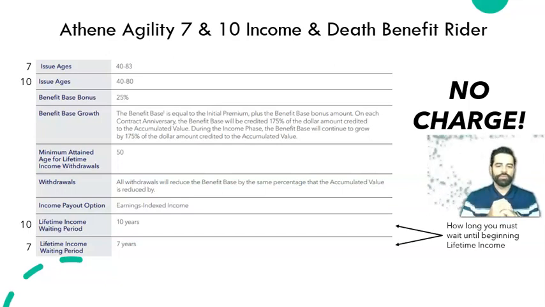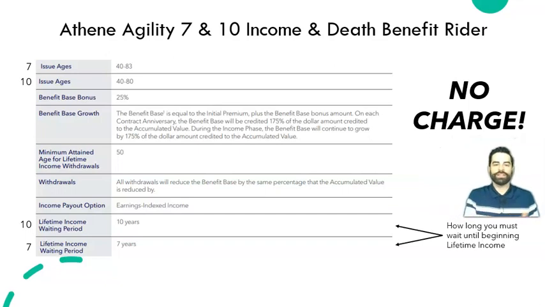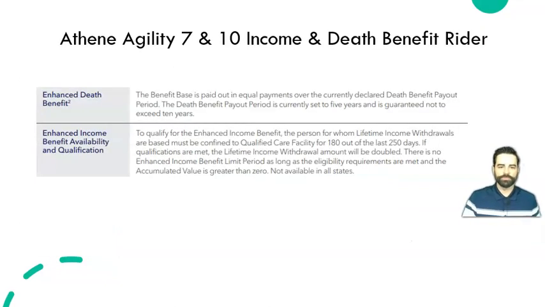Okay, and then for the lifetime income waiting period, again, if you have the 10, it's 10 years, and if you have the 7, it's 7 years. So you're not paying a charge, but you've got to wait at least 10 or 7 years to access that income. Okay, so although you're giving up that ability to access income earlier, you're not being charged for it.